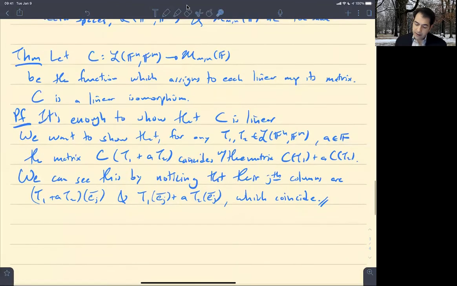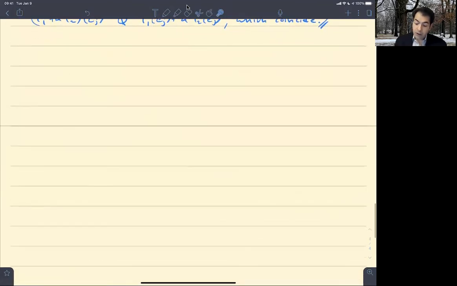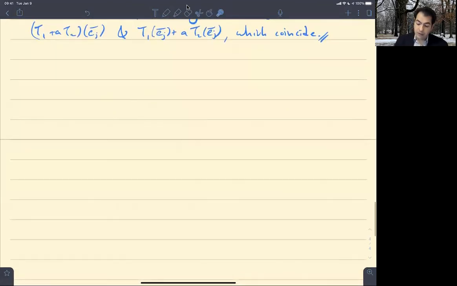Okay, I want to point out also, on the topic of more about linear maps, that there are several linear maps you're already familiar with.